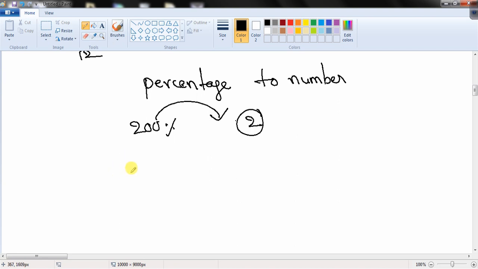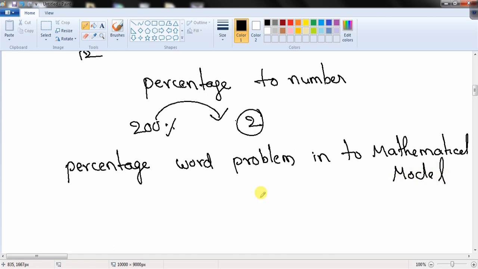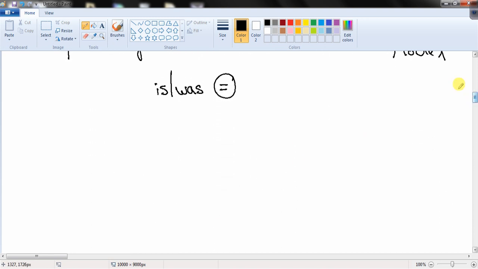So now the golden rule is how to convert a percentage word problem into mathematical equations. Whenever you say word problem, generally students are afraid. If you can follow these rules easily, you can convert the word problem into a mathematical model. The first rule is, whenever you see is or was, you can replace it with the equal to sign.